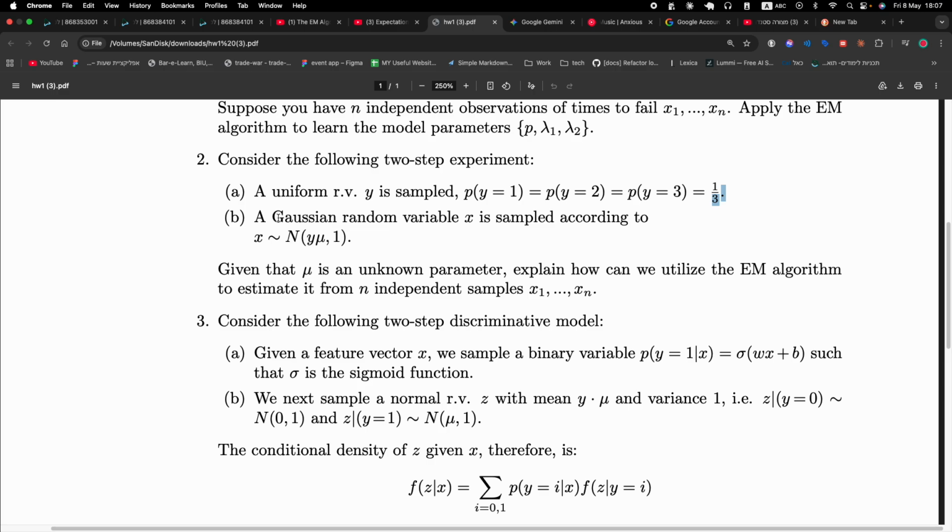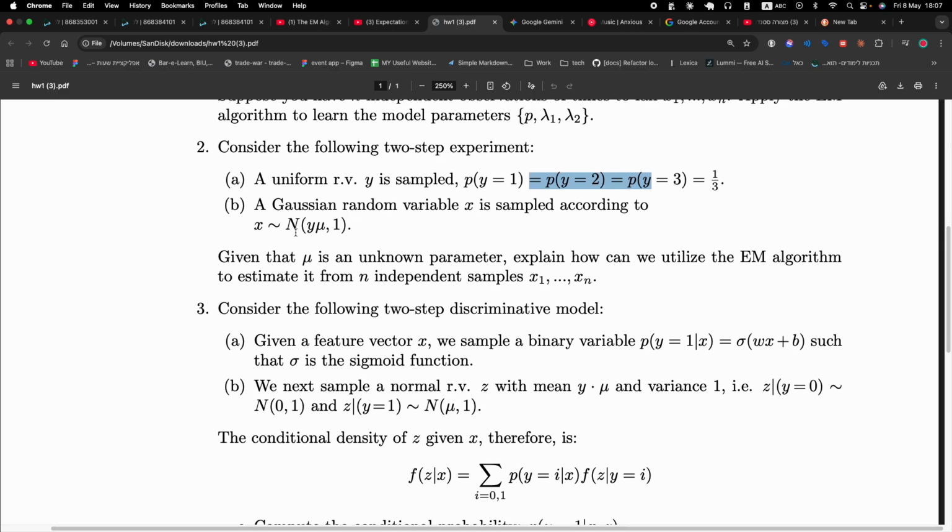And now we have another detail. We know a Gaussian random variable x is sampled according to x, which is distributed normally with y times mu and with sigma of 1. So the sigma is always 1, but the mu is changing based on the y we sampled.